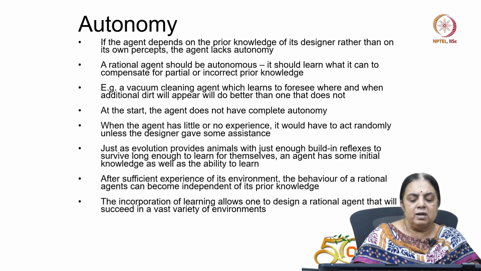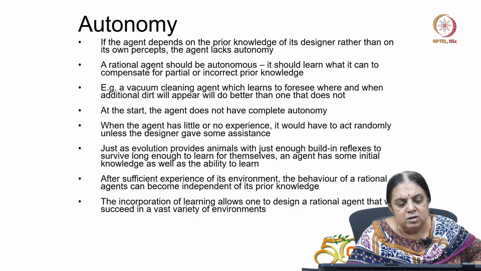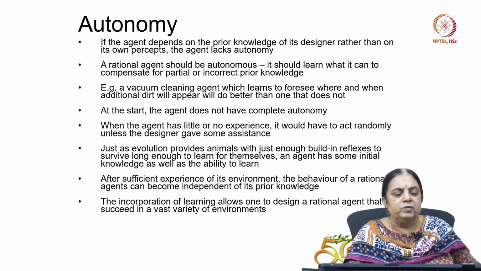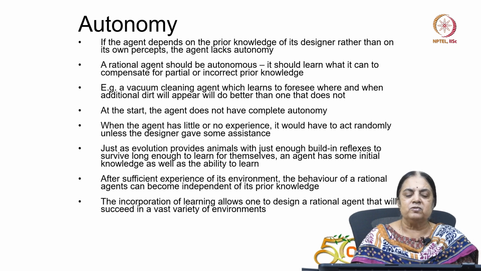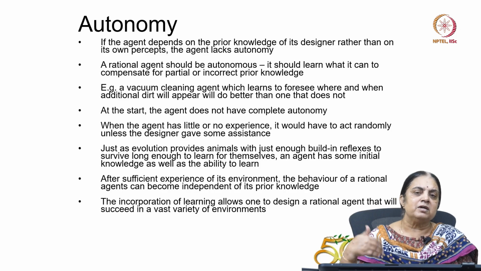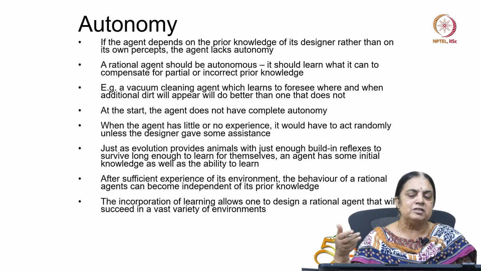Okay. Now if we look at an agent, you have what is called autonomy, right? Does it have autonomy or not? When you say an agent has autonomy, it means that it's able to change itself or evolve according to the environment. If it's not able to do that, then it does not have autonomy.